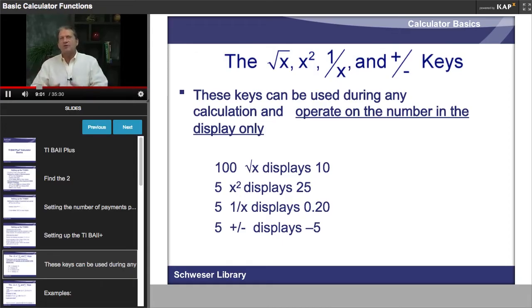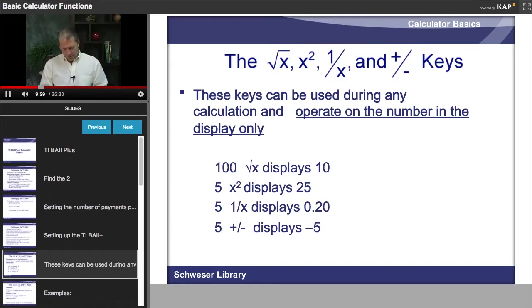Now, the usage of these is straightforward. If I put in 100 and then press that square root of x, it displays 10. 5, and then I hit x squared, I get 25. If I hit the 1 over x key, it gives me the reciprocal of that. So 5, 1 over x key gives you 1/5, displayed as a decimal as 0.2. And so those are all right across the 4th row there.